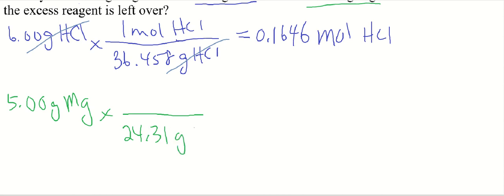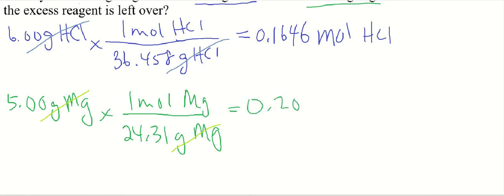24.31 grams of magnesium to 1 mole of magnesium, molar mass, used to convert between mass and moles. All right, punch, punch. 5 divided by 24.31 is 0.2057. We'll leave it there, 4 digits. Moles of magnesium.